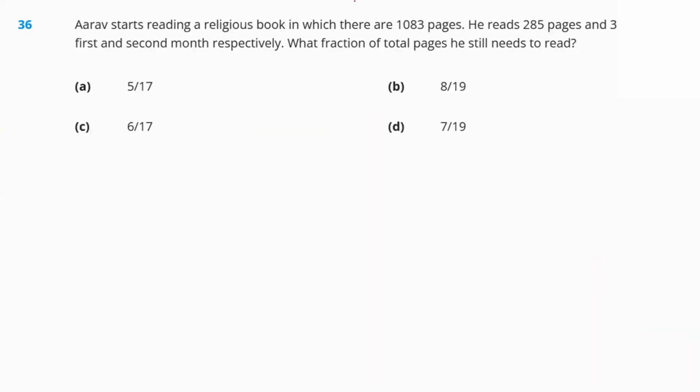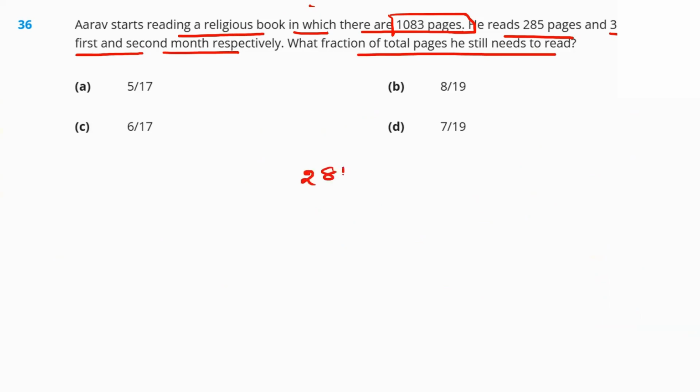Next, question number 36. Arav starts reading a religious book which has 1083 pages. He reads 285 and 340 respectively in the first 2 months. What fraction of total pages he still needs to read? How many pages has he read? 285 plus 342. That's 7, 12, 2 carry 1, 3 plus 2, 5 plus 1, 627 pages already read.